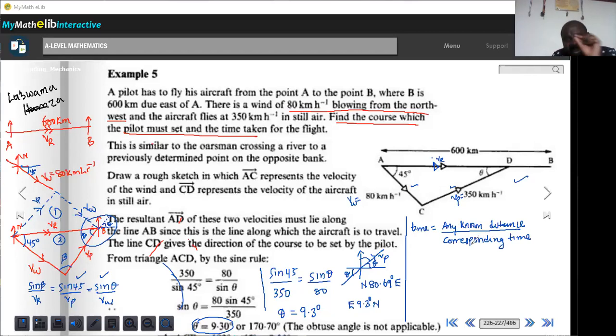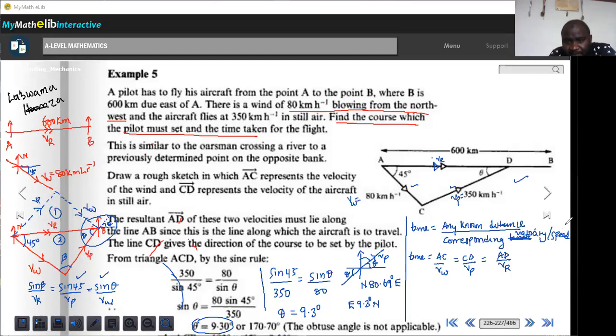Have you heard that statement? Any known distance. The distance can be, for example, time, according to this diagram, time can be SC out of the velocity on SC, which is the velocity of the wind, equal to CD out of the velocity along that line, which is the velocity of the plane. It is the same time if I use AD out of the velocity VR. That is what the statement means: to have any known distance divided by the corresponding velocity, not time, velocity or speed.